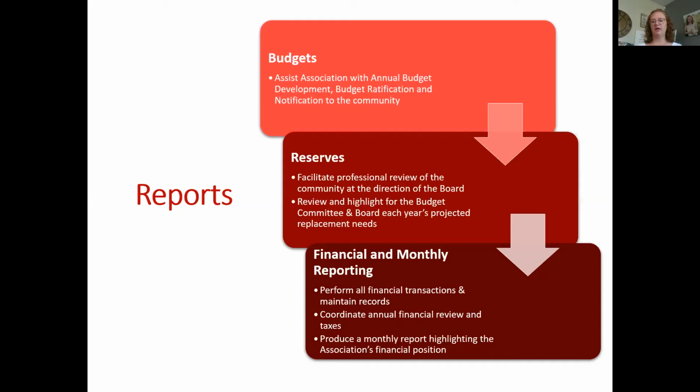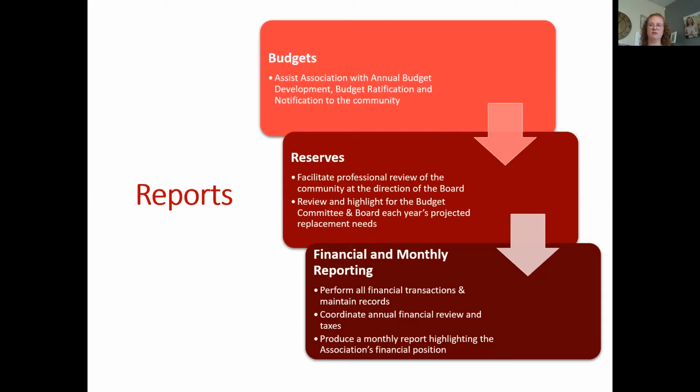So it's a longer range planning tool that says, these are the assets that the association owns, and this is how we're going to maintain them. And we're going to set money aside every year to make sure that when we need to maintain them, we have the funds to do so. Your budget and your reserves definitely work hand in hand together, but they are two separate tools, and they are looked at a minimum of annually.